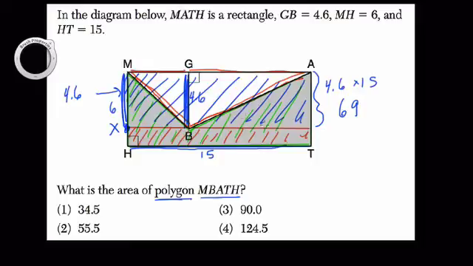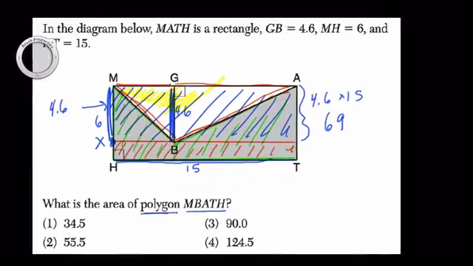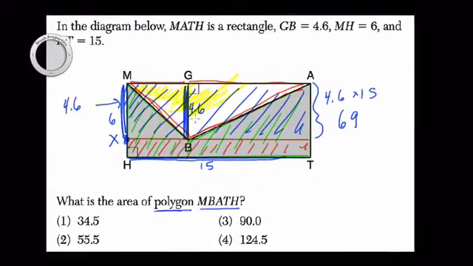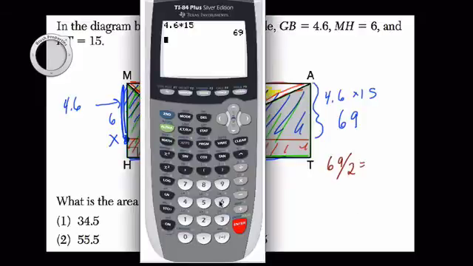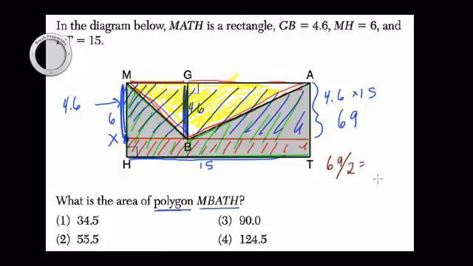But the triangle is half that area, right? If this triangle has the same height as the rectangle we just found, it has the height GB, and the same width, then the triangle is half the rectangle. That's the definition of the area of a triangle. So the triangle is going to be half of 69. So we take 69 and we cut it in half. Well, what's that? 69 divided by 2 is 34.5. So the area of this triangle is 34.5.